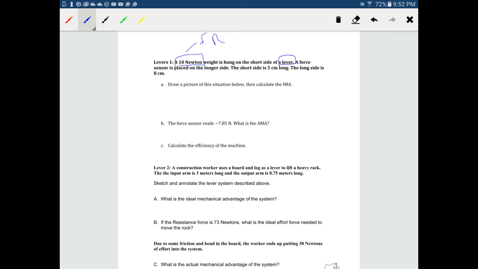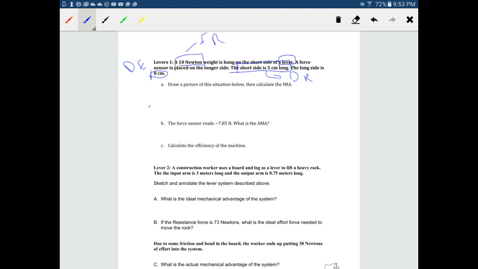The force sensor is placed on the longer side. The 10 Newton weight is hung on the short side. So the short side is 5 centimeters long. That is where the weight is held. So that must be my dr, right? The FR is 10 newtons, and it's hung on the short side. The short side is 5 centimeters. The long side is 8 centimeters. That is going to be my dE. So that might help me a little bit here.